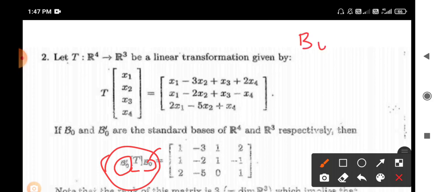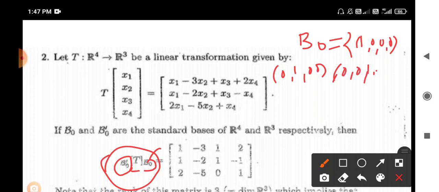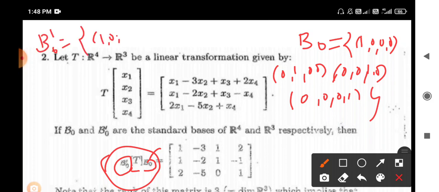What are the basis B naught? B naught is the basis of R4, that is 1 0 0 0. Second element 0 1 0 0. Third element 0 0 1 0. Fourth element 0 0 0 1. This is the basis for R4. And what is B naught dash? B naught dash is the basis for R3, that is 1 0 0, 0 1 0 and 0 0 1. Now these are the B naught and B naught dash.